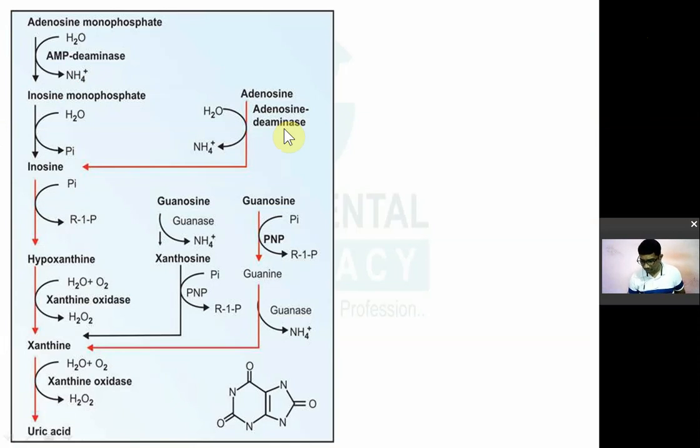Okay, so what comes in purines? Adenine. Adenosine monophosphate will be taken by adenosine monophosphate deaminase. Deaminase means ammonia is released, so release of ammonia and production of inosine monophosphate. It will be converted to inosine by removal of phosphate. Then inosine will be converted to hypoxanthine. Hypoxanthine will be converted to xanthine by xanthine oxidase. This is a very important step. Xanthine will be converted to uric acid by xanthine oxidase.